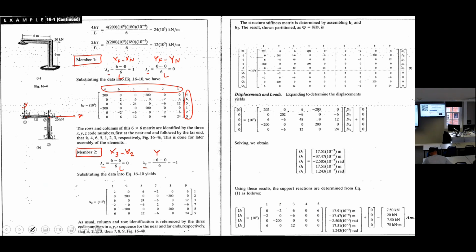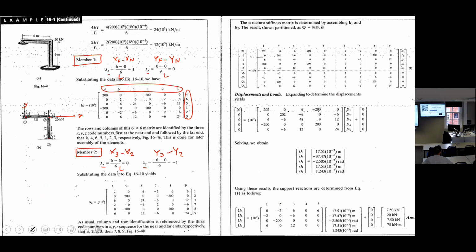This is Y3 minus Y2. Y2 is 0, Y is this here, the origin is here, Y2 is 0, Y3 is minus 6 meter, because Y is positive here, negative here, right? Y here is minus 6. Is it clear?